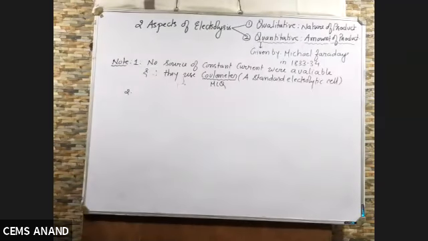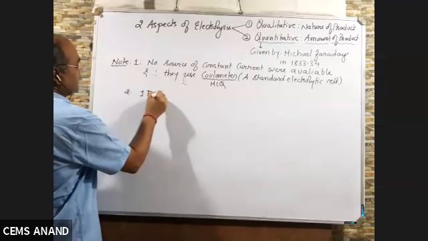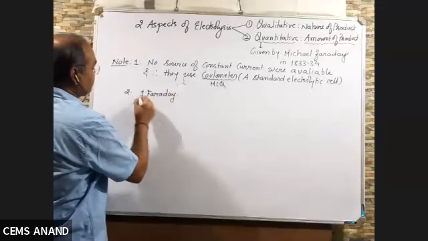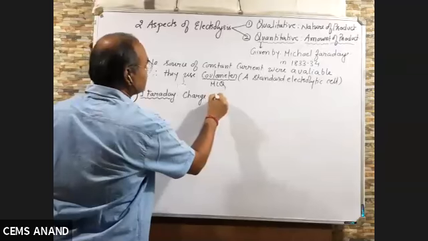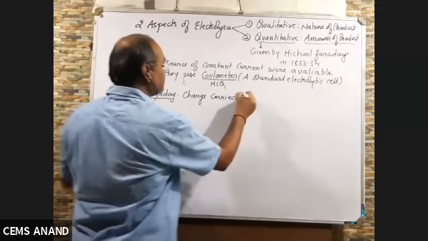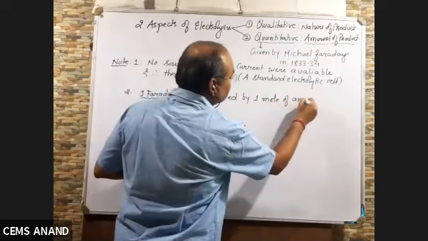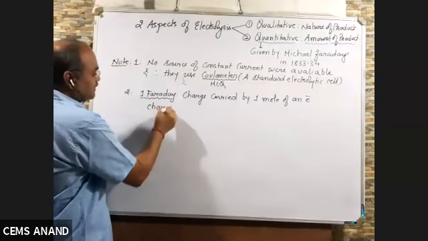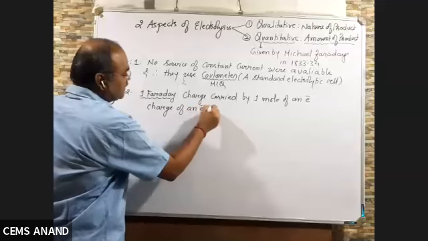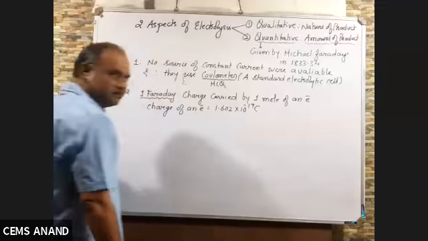Second is, at the time of Faraday, mole concept was not discovered, right? And one more point you have to write, 1 Faraday. What is 1 Faraday? Charge carried by one mole of electron. Now you know, charge on 1 electron. Charge of an electron you have studied in 11. It was 1.602 into 10 raised to minus 19 coulomb.